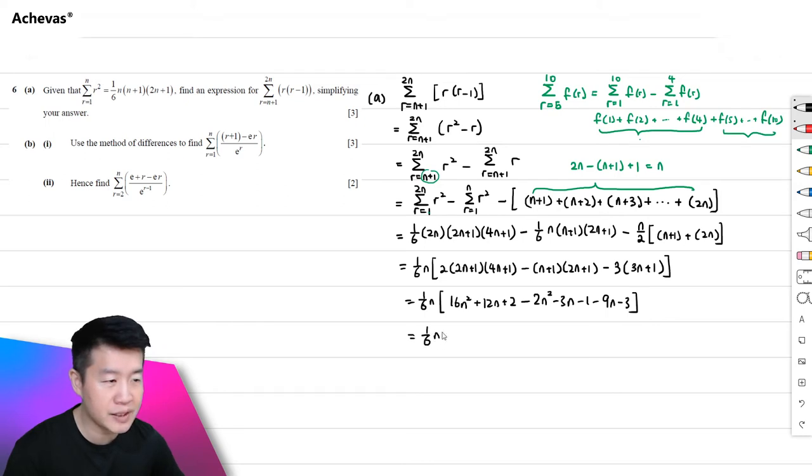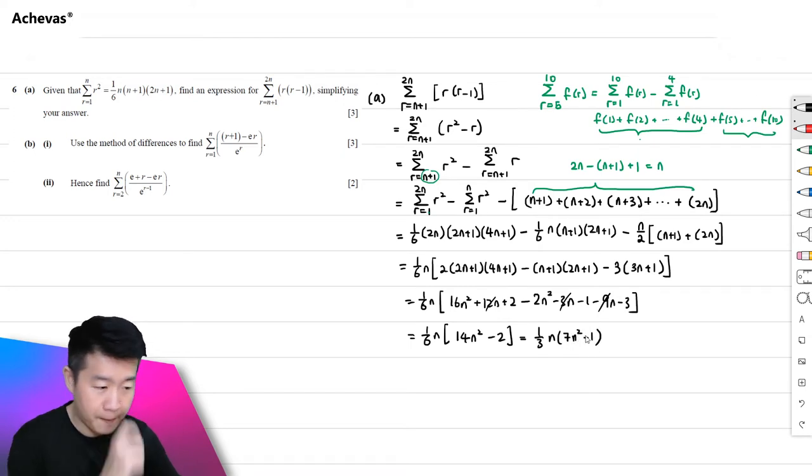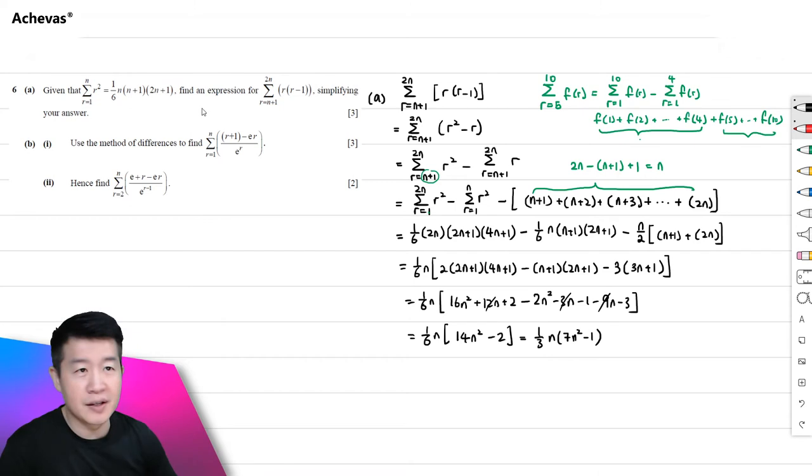So this will be 1 over 6n. Let's see. This can be cancelled. This minus this is going to be 14n square. 2 minus 1 is going to be minus 1 minus 3, sorry, this minus 3, this is going to be minus 2. So if I were to factorize out 2, I will have a 1 over 3n of (7n square minus 1). Okay, this is going to be my simplified version for part A.